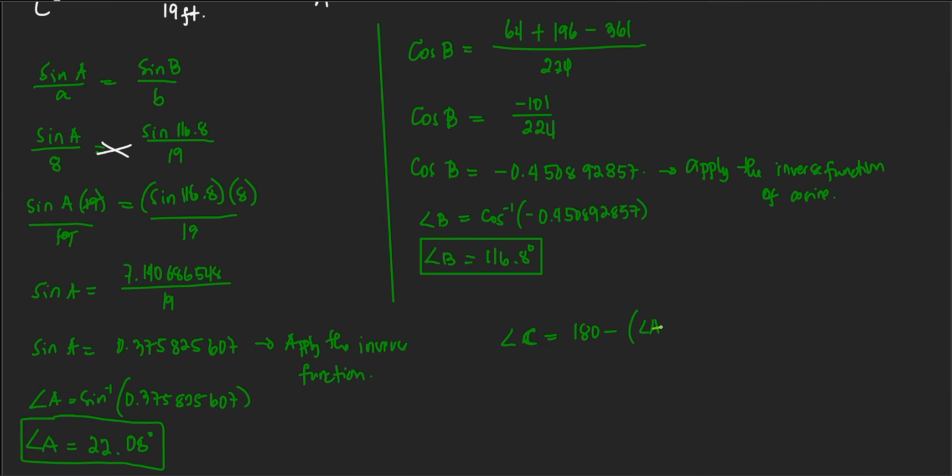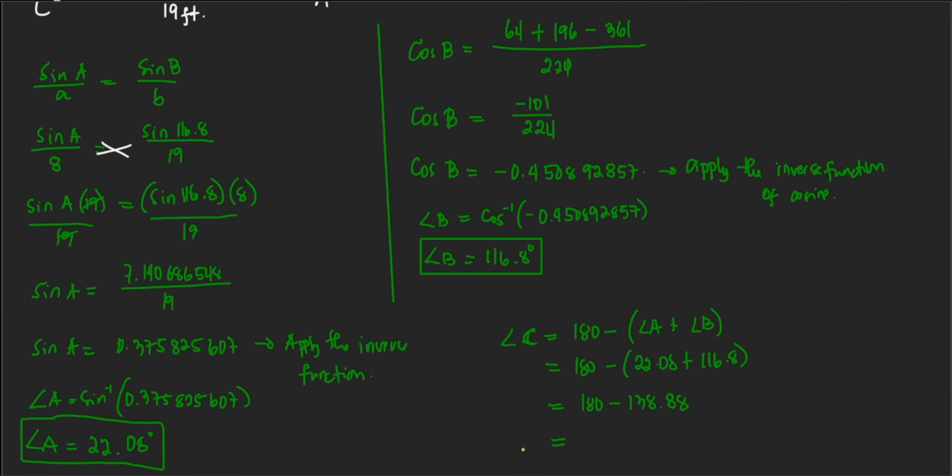A plus angle B. So 180 degree minus angle A, that is 22.08, plus angle B natin that is 116.8. Then i-add 180 minus. So that is 22.08 plus 116.8. Yeah, point 0.8. So that is 138.88.